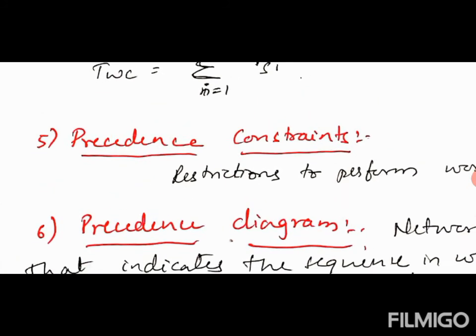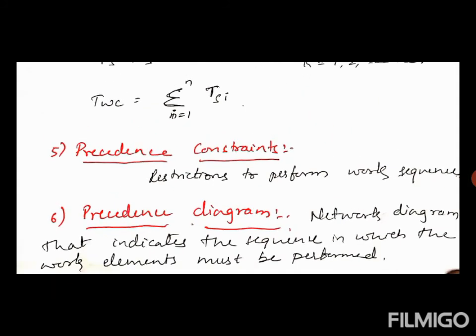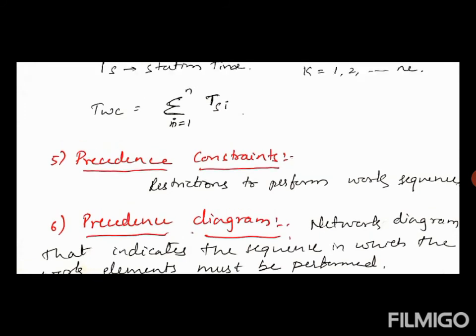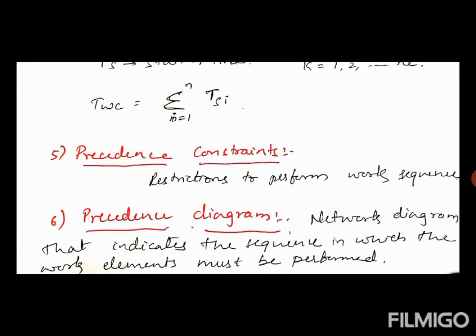So the first one is precedence constraints. Precedence constraints are nothing but restrictions on the work sequence. For example, previously we discussed rationalizing the work elements, taking the smallest work element as one work element, second work element, third work element, like this. We are dividing it. Now when we give the numbers 1, 2, 3, 4, 5, work element 1, work element 2, work element 3, work element 4, like this.